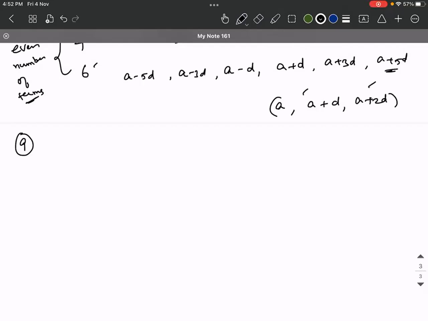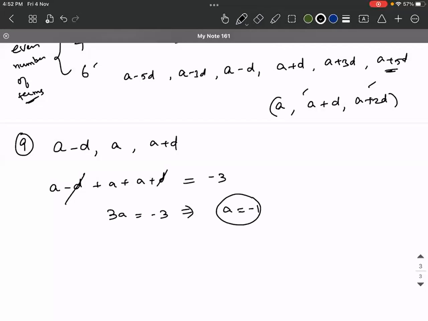Instead of taking it like this, if you take the 3 terms to be A minus D, A and A plus D, the advantage is when they say the sum of the 3 numbers is minus 3, A minus D plus A plus A plus D, D and D will get cancelled. So 3A is minus 3, which implies A is equal to minus 1. You will get it in one step. Is the point clear? Now you understood why we are writing them like that.